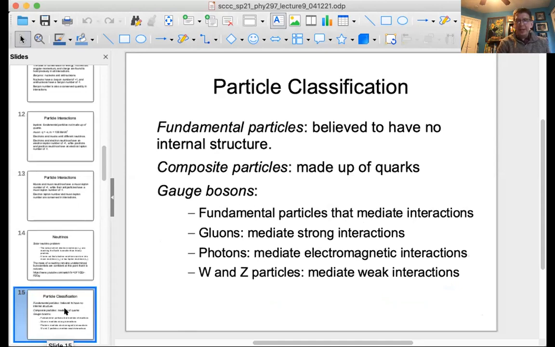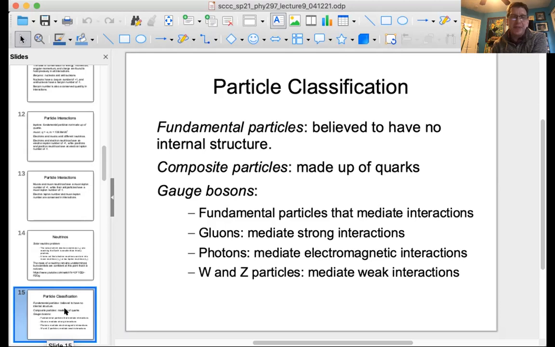So how do we classify particles? Well, we have fundamental particles that are believed to have no internal structure. They're not made up of things. So quarks are fundamental particles, and the leptons are fundamental particles. And then we have composite particles, made up of quarks. So the baryons, the nucleons, those are made up of quarks.